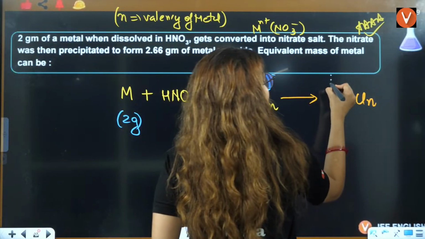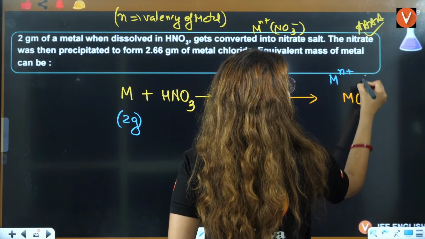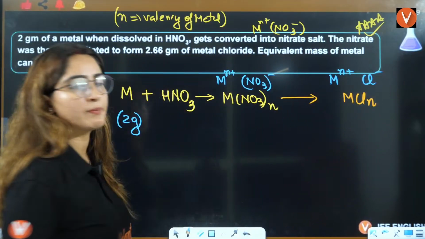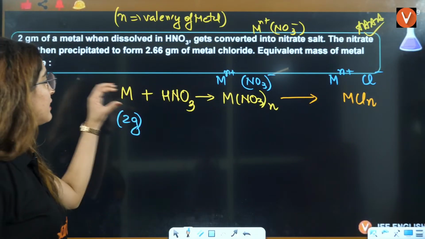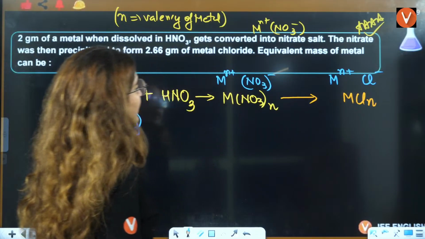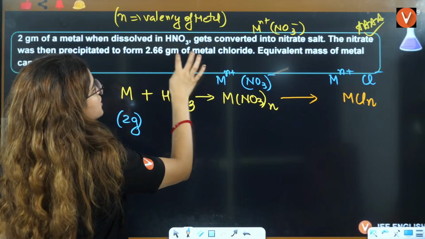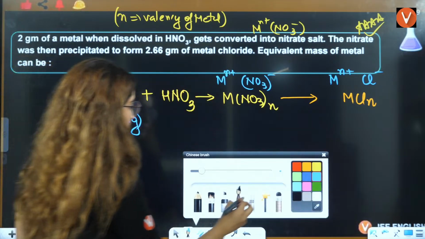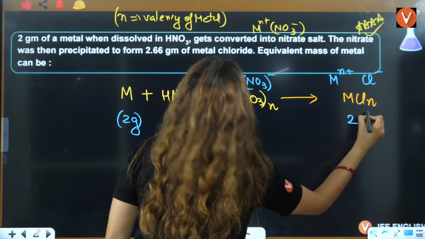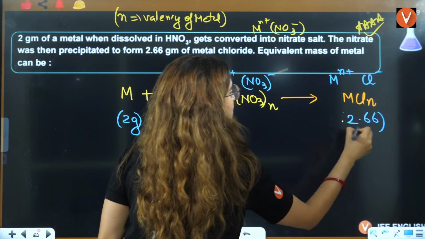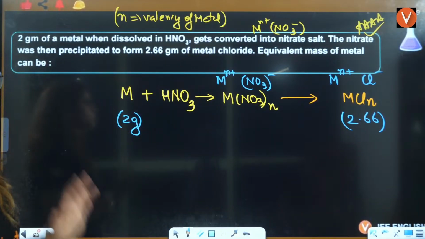This also is M raised to power n positive. This is Cl negative. After cross multiplication, you got this. Let me know if this reaction you are able to understand. Now they are saying that this much of metal chloride is formed. That means metal chloride formed is 2.66 grams. This is also given to you.